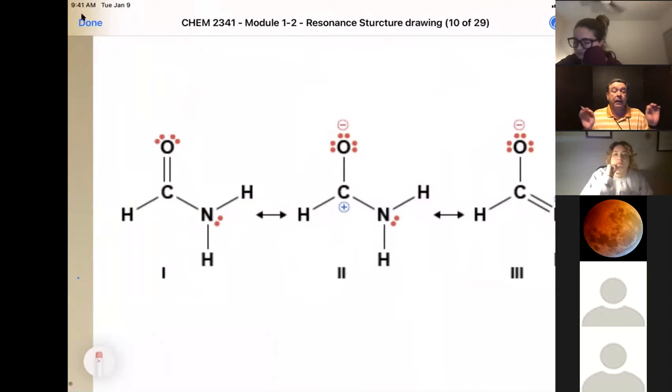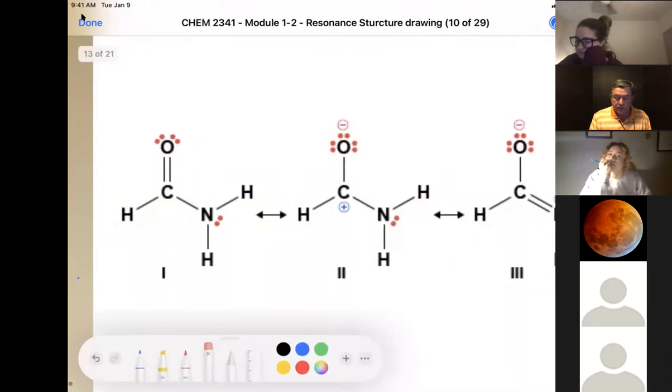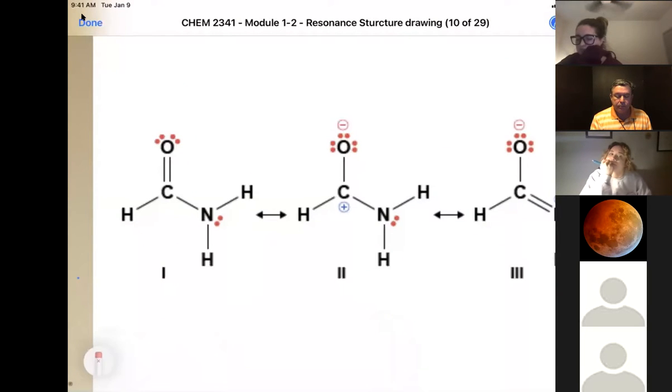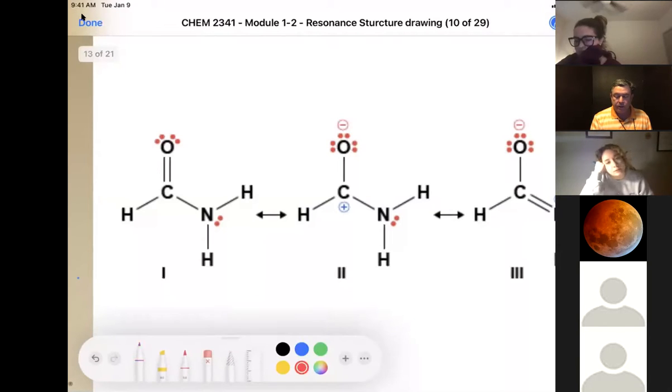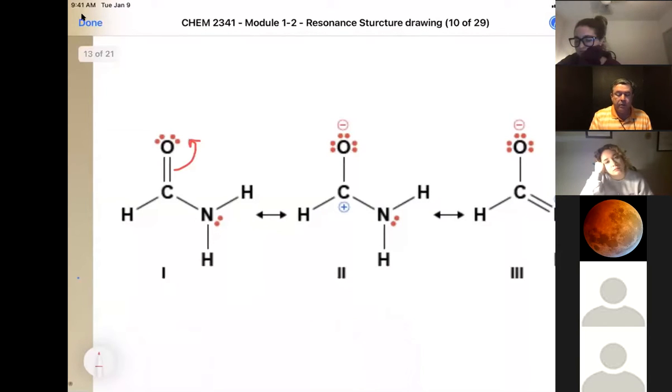Now let's start playing around. In our first resonance structure, we're going to take these electrons and move them to the more electronegative atom. When it does that, we now don't have 8 electrons around carbon, and we have a positive charge and a negative charge. So between those two, which is the more probable resonance structure, the one with the charges or the one without the charges? The one without the charges.